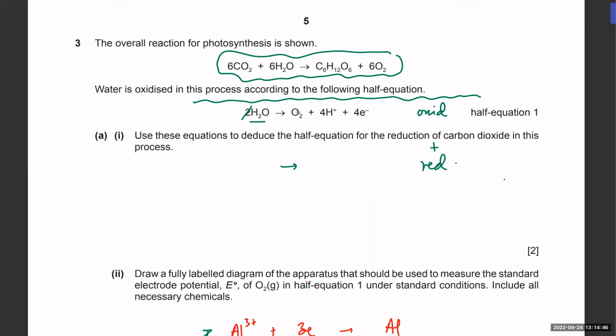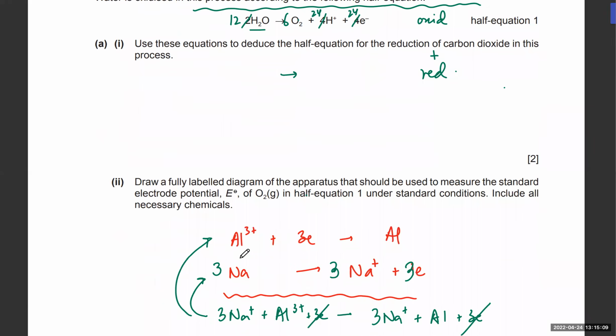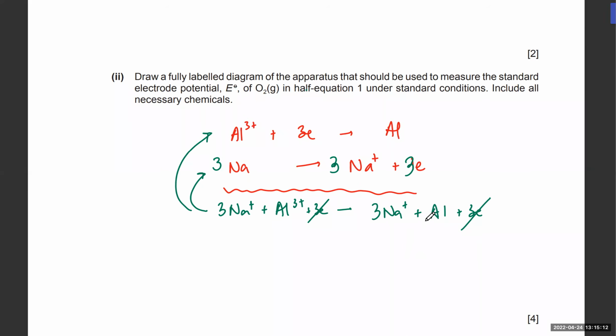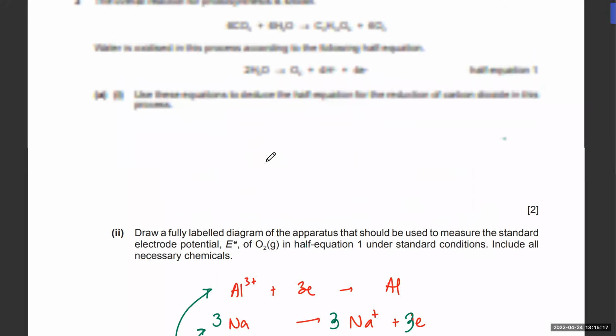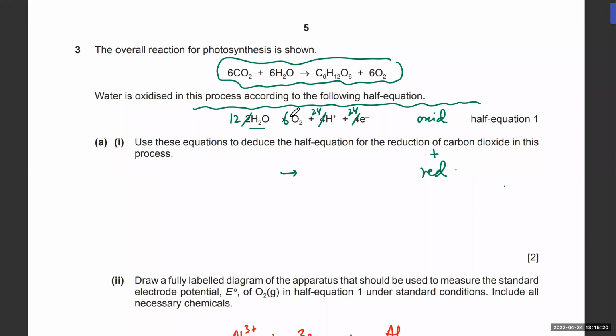So I'm going to multiply this by 6. There's going to be 12 H2Os and 6 O2s, and over here I'm going to have 24 H plus and 24 electrons. Why did I multiply this by 6? Because I need 6 O2 in my product. This equation was only giving me 1 O2, so I multiplied the whole equation by 6. And remember, when you're making the equation, you multiply some of the equations by some number. So I think this equation before getting added up was getting multiplied by 6. You clear?